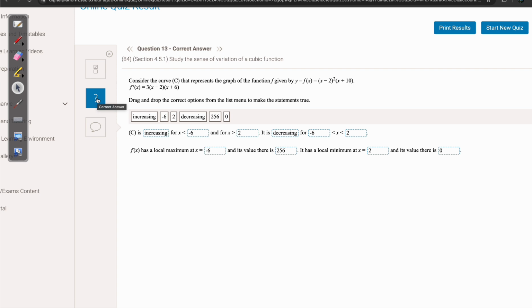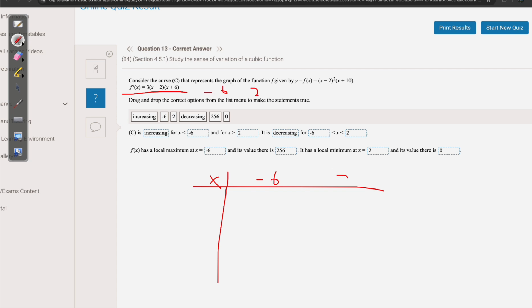Consider the curve C that represents the graph of the function f given by y is equal to f of x is equal to x minus 2 squared times x plus 10. F prime of x is equal to 3 into x minus 2 into x plus 6. So here they gave us the derivative and they just want the table of variation, the things you get from it. So again, x, negative 6, since the roots here are negative 6 and 2, so negative 6, 2, I'll just put y prime and y here.